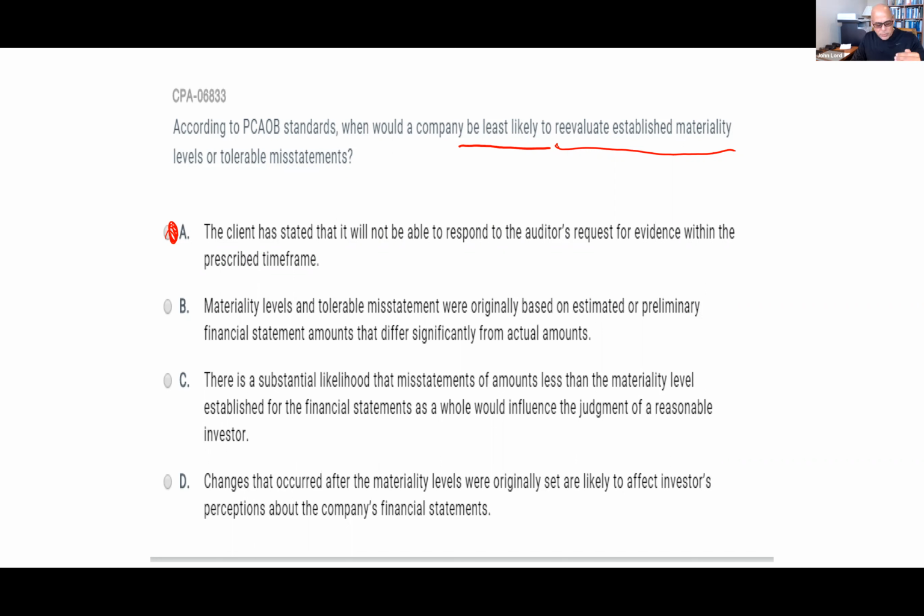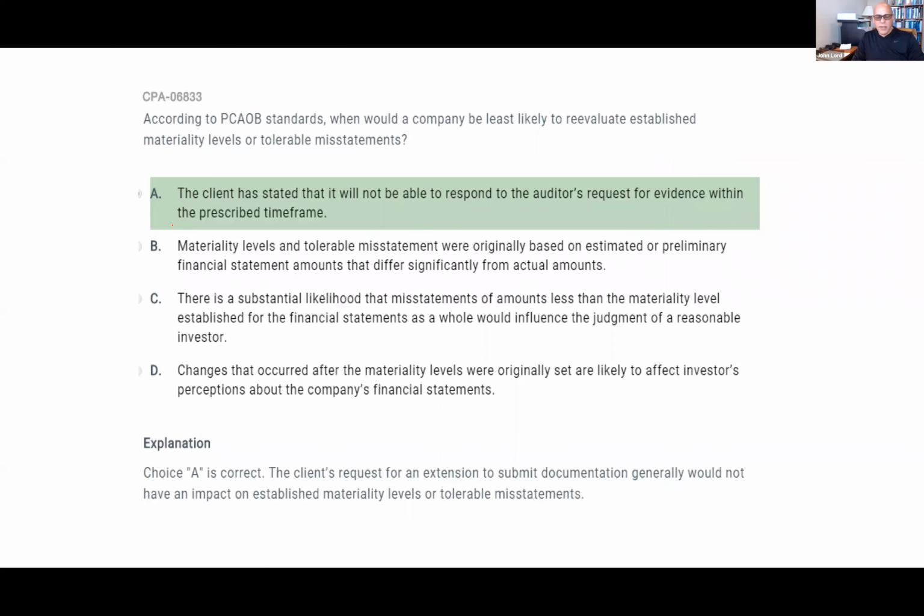Yeah, A is probably the least likely reason so far. Let me look at D. Changes that occurred after the materiality levels were originally set are likely to affect investors' perceptions about... So changes have occurred, I'm going to adjust that materiality. So A, yeah, if they're not giving you the data in time, changing your materiality is not going to help. You're going to have to address that, but not through a materiality adjustment.